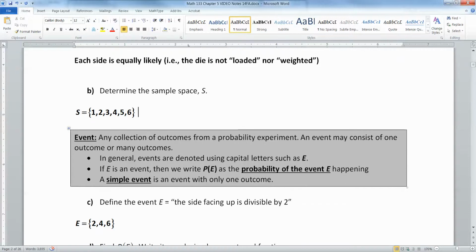Now, an event is any collection of outcomes from a probability experiment. An event may consist of one outcome or many outcomes. In general, events are denoted with capital letters, such as capital E, E for event. So if E is an event, then we write P(E) as the probability of event E. A simple event, by the way, is an event that only has one outcome.